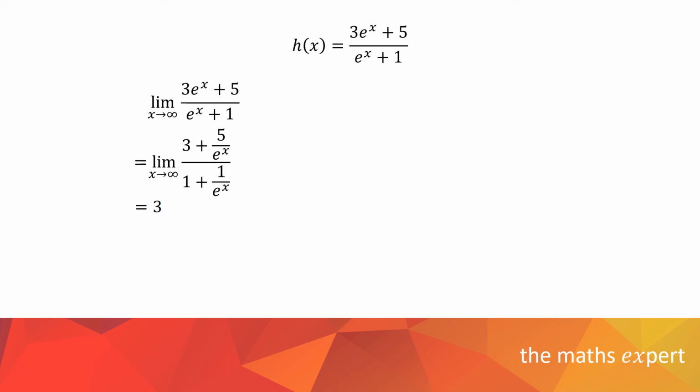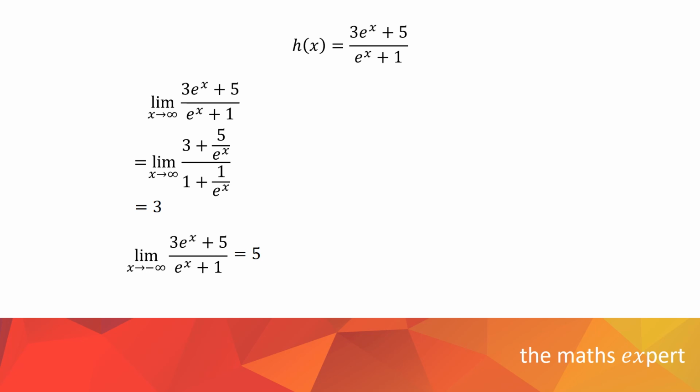However, let us consider as x tends to negative infinity. It is now the constant terms which become significant, which we have not seen before, as 3e to the x and e to the x will approach 0 as x approaches negative infinity. This leaves us with 5 over 1, giving us a limit of 5.